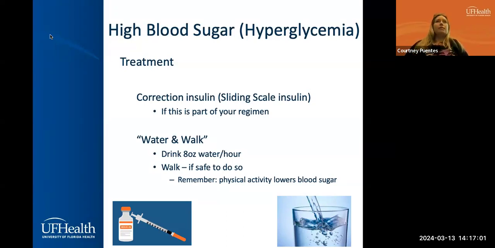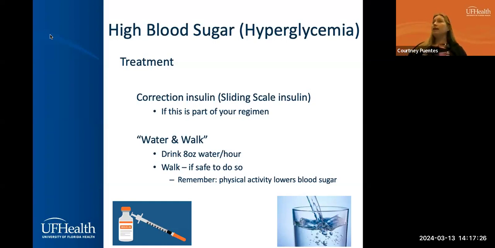What happens is that, even though people are drinking more water, frequent urination is one of the symptoms or side effects of having high blood sugars. Even though somebody is drinking more, they're going to urinate out more than they take in. Their kidneys are trying to clean out that excess sugar, so it's really important to stay hydrated.